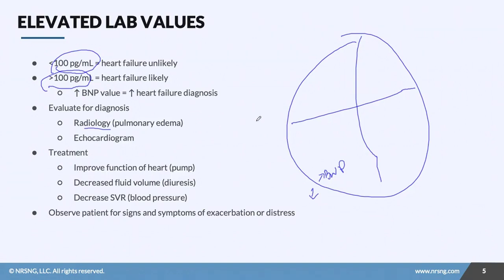That fluid's looking for a place to go. It's going to be harder and harder for our patients to breathe as a result of that pulmonary edema. We can also do an echocardiogram to get a nice picture of the heart and what's actually going on. So how are we going to treat this?